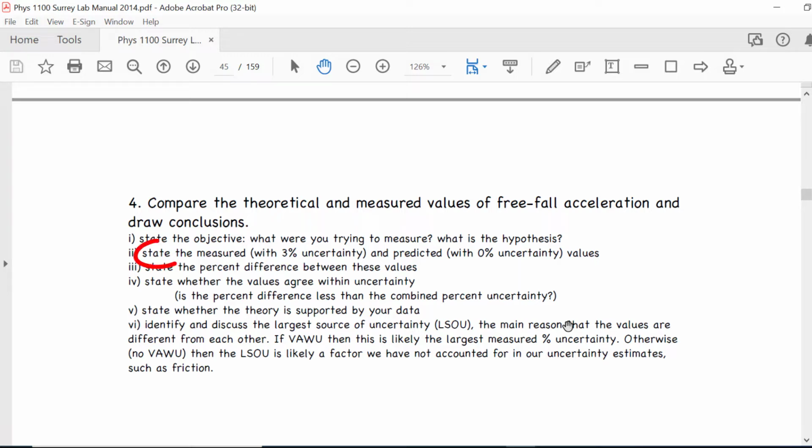The second item says state your values, so both the measured value and the predicted value, and you need to put units and uncertainties on them. In this case, you'd just write down your two values in a full sentence. The next item is that you would state your percent difference between the two values, between your measured and your theoretical values. By the time you get to here, you've already calculated this value, so you would just write it down in a full sentence. The next item is state whether your values agree within uncertainty. This one's a little bit trickier.